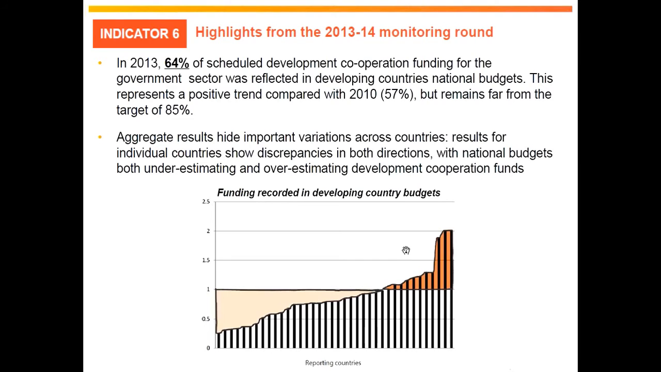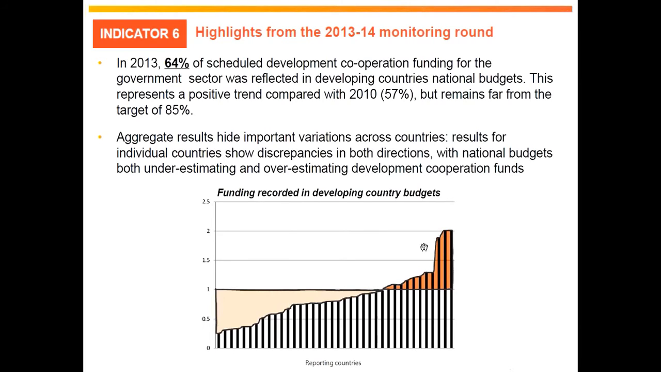So as with Indicator 5A, it's also important to look at the distribution across countries, because you can have both of these cases happening. You can have the government having less on budget than what was scheduled for disbursement, and in some cases you can actually have more on budget than what was originally scheduled by the provider.